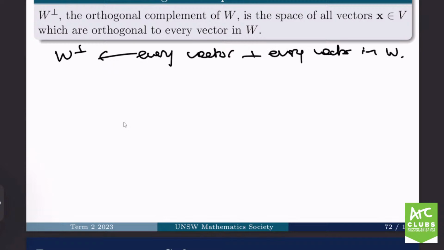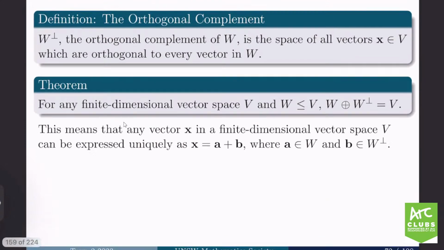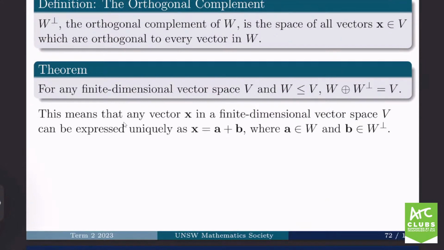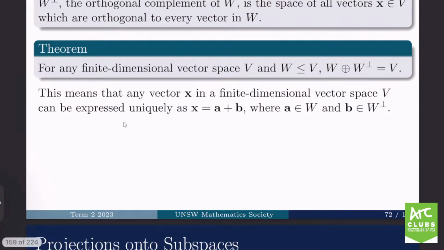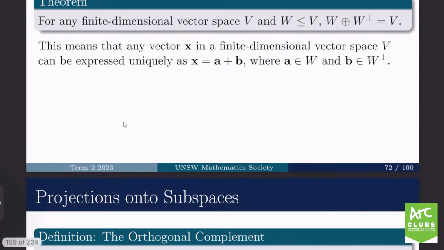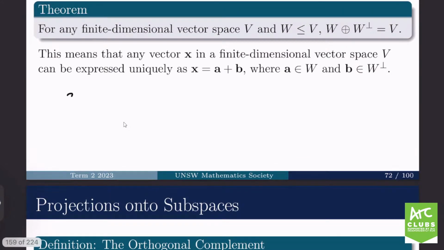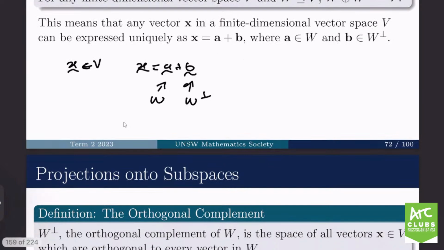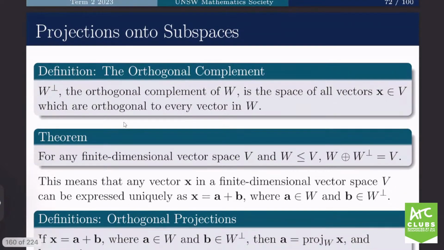in W, okay? Now a major theorem here is that given any subspace W, the direct sum of W and the orthogonal complement of W will equal the original vector space, okay? And what that tells us is that any vector x in V can be expressed as x equals a plus b, where a is in W and b is in W complement, okay? And so these vectors will be orthogonal, sorry.